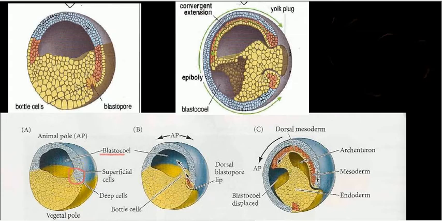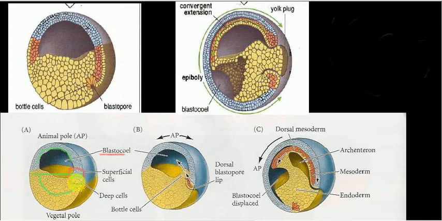and this region is called the marginal zone, because this is the margin between the animal pole and the vegetal pole over here. So this region is called the marginal zone, and this is the equator of the egg, and the gastrulation begins somewhere over this region, just a little bit below the equator at the marginal zone.